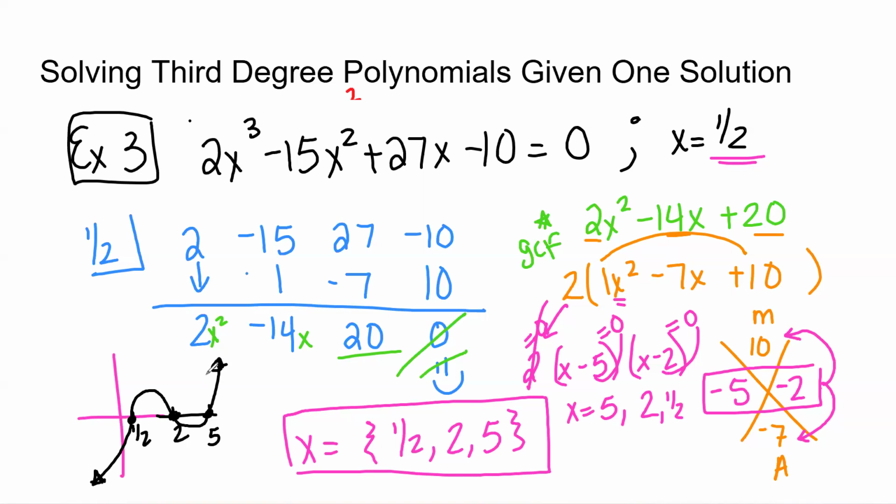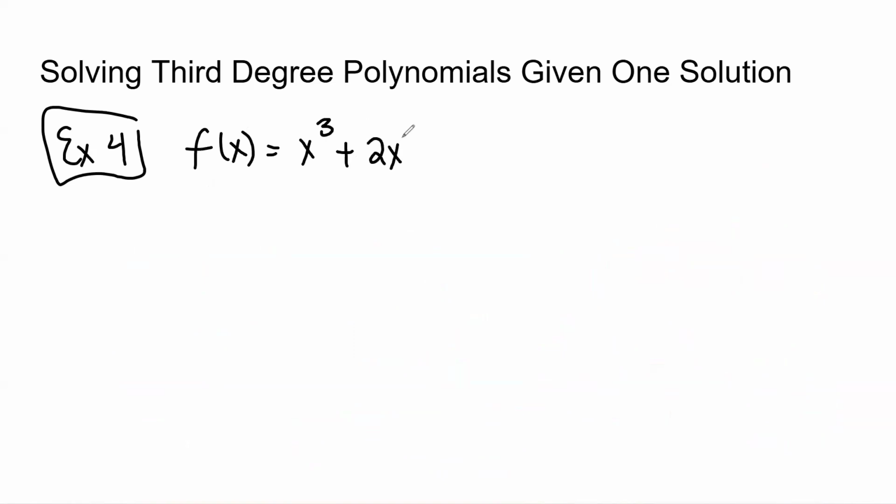Okay. I've got 2 more here. Example 4. X cubed plus 2x squared minus 3x minus 6. And they're starting us off with x equals -2. So again, that is already an answer.